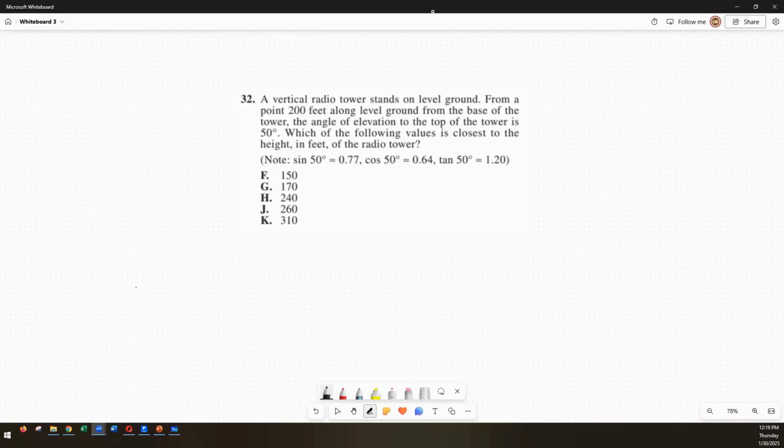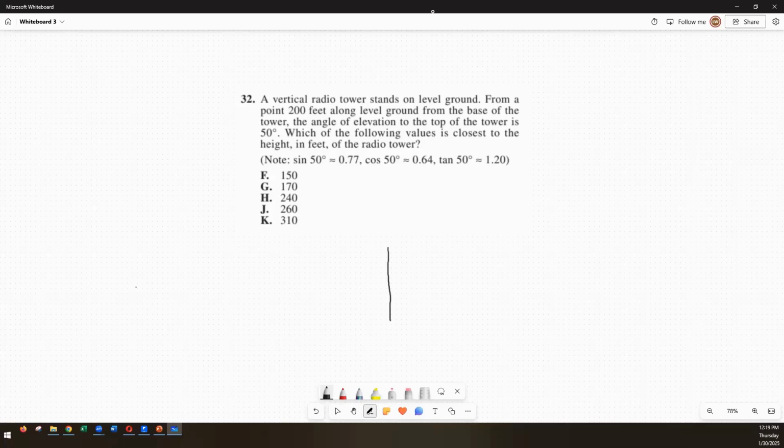A vertical radio tower stands on level ground. And we can probably take a pause in our reading right there because there's some really essential information in that first sentence. And I'm going to start drawing from that. A vertical tower. So I'm going to draw it up and down. Here's our radio tower. Real simple.